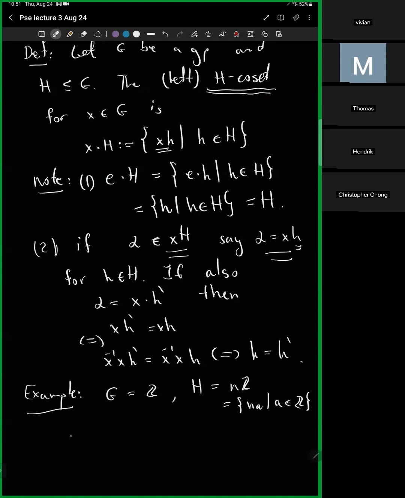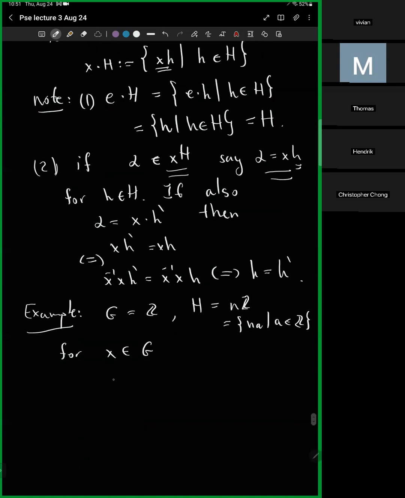So I will write the cosets. For x in G, I will write the cosets xH, sorry, I will write x plus H, right? Because plus is my binary operation. So x plus H is going to be the set of all expressions of the form x plus h, such that h is in H.